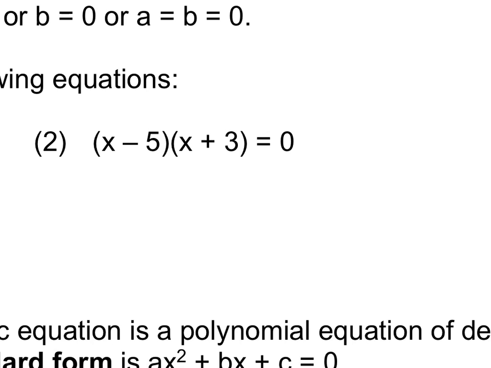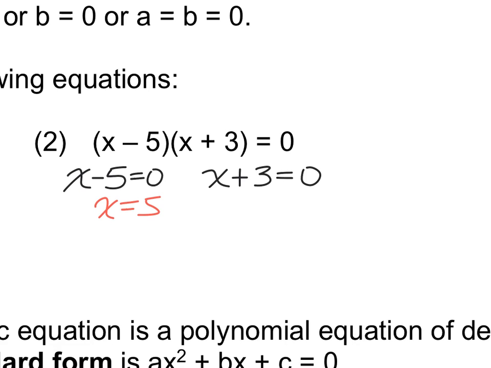All right. Same idea for number 2. Each of the factors you set equal to 0, and then solve. You don't need to show the work. Add 5 to both sides, you get x equals 5. Subtract 3 from both sides, you get x equals -3.